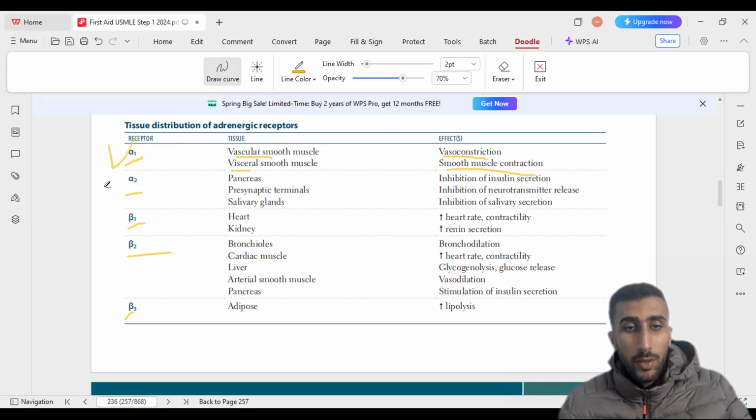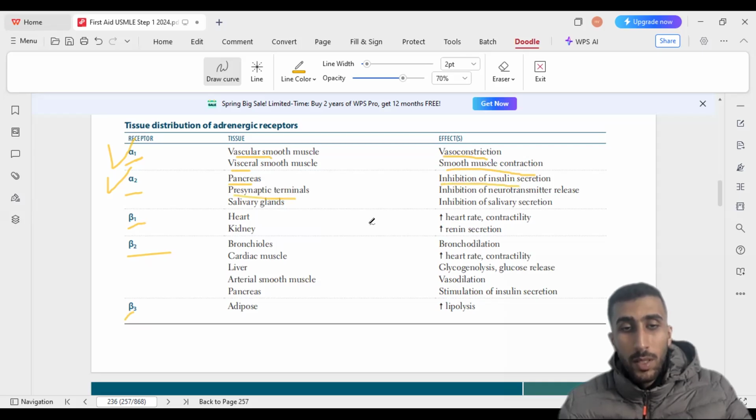So alpha 2 is inhibitory, unlike alpha 1, which causes vasoconstriction and smooth muscle contraction. It is distributed in the pancreas. So here, in fight or flight, as part of the sympathetic system, alpha 2 is gonna inhibit the insulin secretion. No need for insulin secretion.